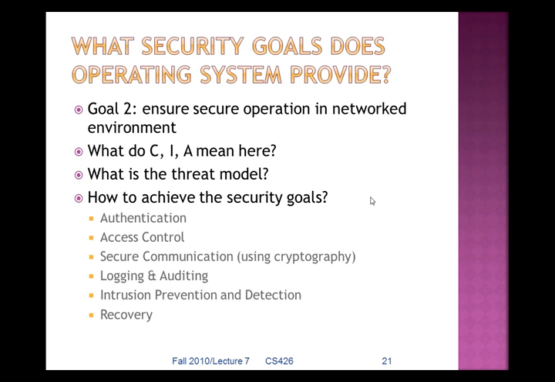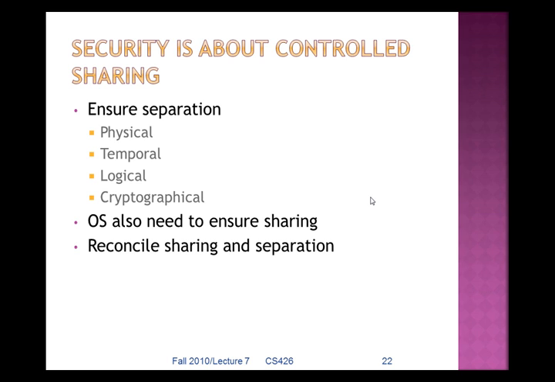Then access control, that is, controlling the access part of the computer. Then secure communication, logging and auditing, intrusion prevention and detection, recovery. Then security is about controlling sharing. It means security is the way to control the sharing part. Suppose I am using a printer and the printer is shared by 4 people. It is the responsibility of the operating system to ensure that security is enabled so that the printer will be shared in a controlled, consistent manner.